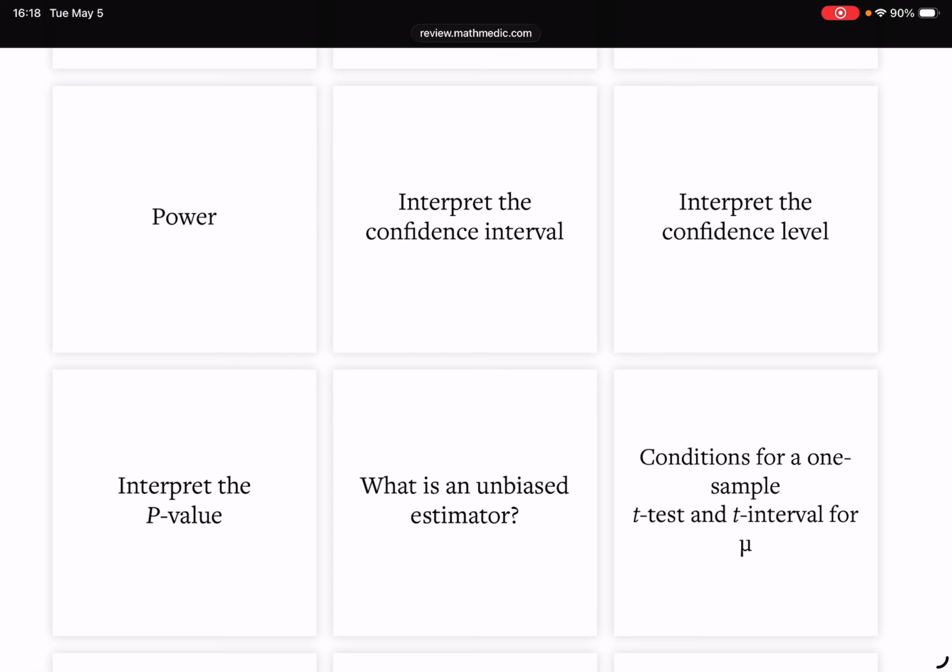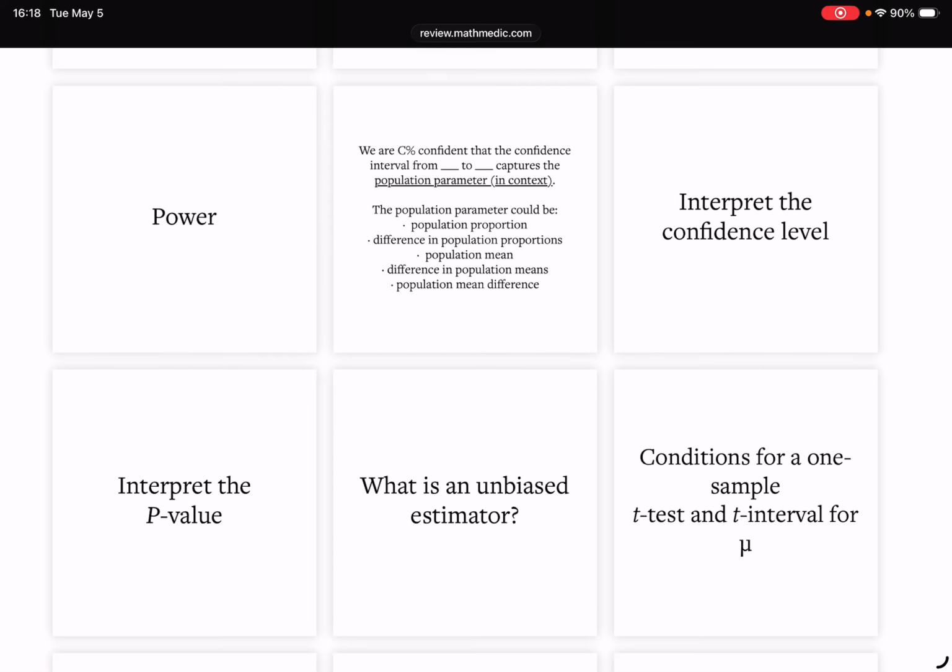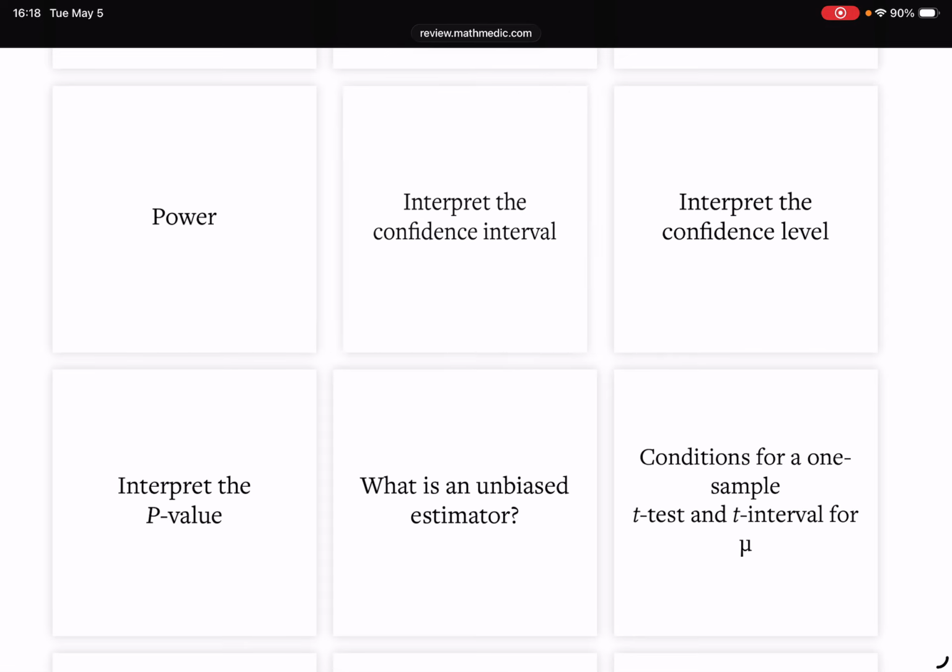Interpretation of a confidence interval. We are C% confident that the confidence interval from blank to blank captures the population parameter in context. Remember, population parameter could be the population proportion. It could be the difference in population proportions. It could be population mean, the difference in population means, and then the population mean difference. Definitely understand the difference between all of these.